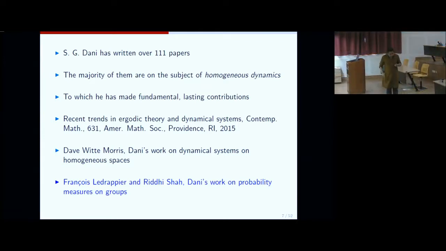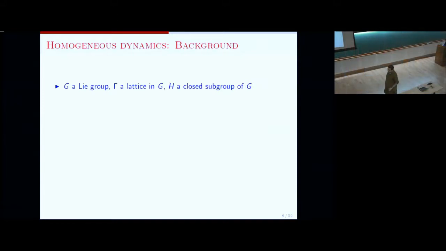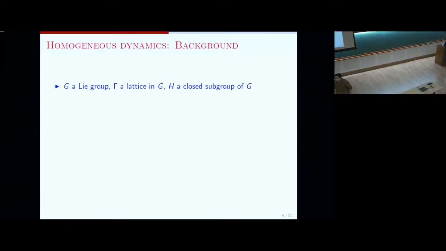Okay, very good. So now let's begin by trying to understand what a homogeneous space is. So a homogeneous space, as I understand it, is going to be one of the following. It's going to be a Lie group, and you take the quotient of the Lie group by some closed subgroup. So sometimes, most of the time, this closed subgroup is going to be a lattice. What this means is that the closed subgroup is going to be a discrete subgroup of the Lie group, and the quotient is going to carry a G-invariant probability measure.